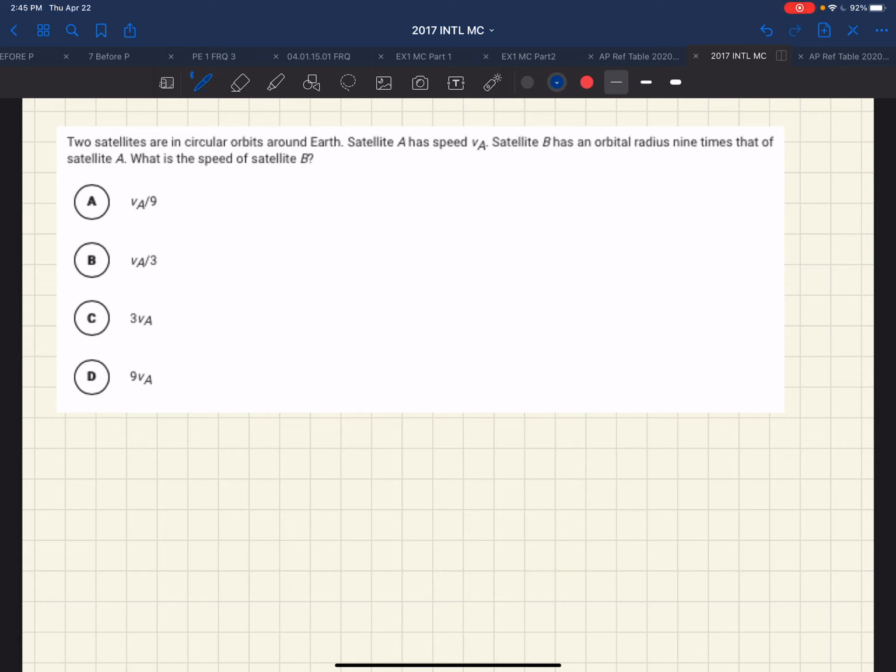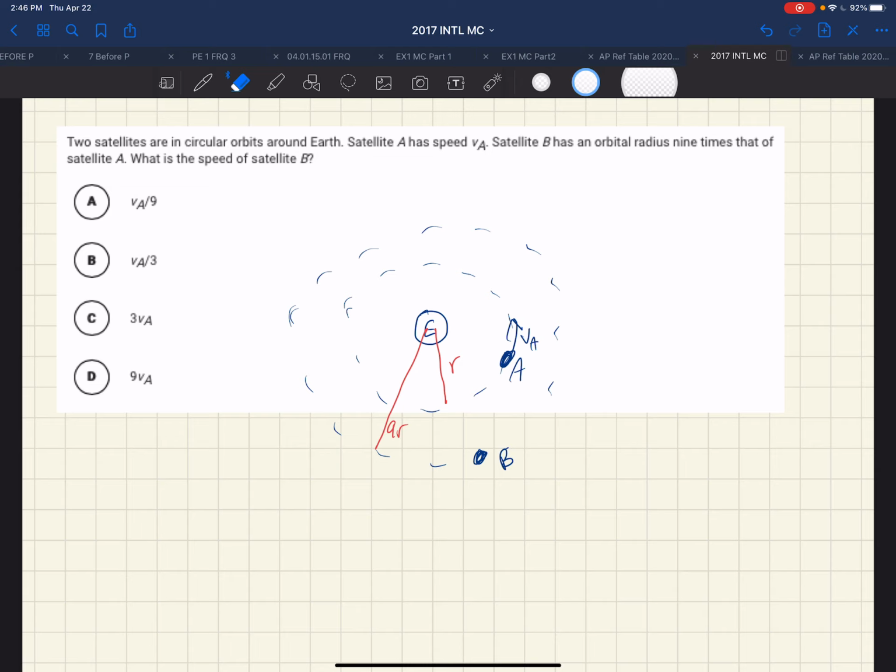In this question, we have 2 satellites in circular orbits around the Earth. Satellite A, let's call this A, has a velocity VA, and satellite B has a radius 9 times that of A. So an orbital radius, this is R, and this is 9R. Definitely not to scale. So then we have satellite B. We want to know what the V is.